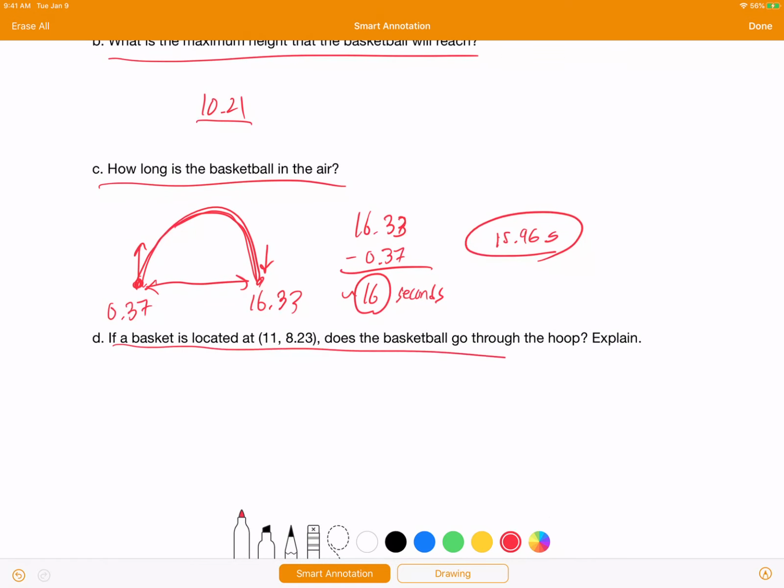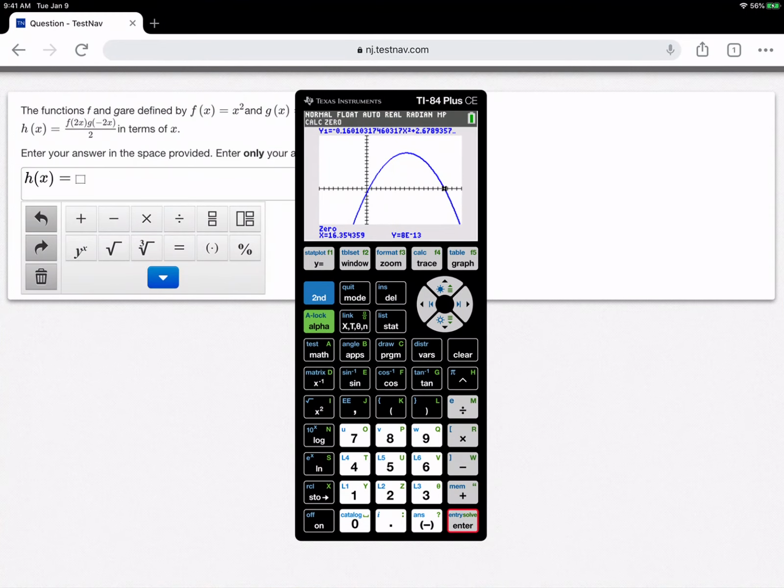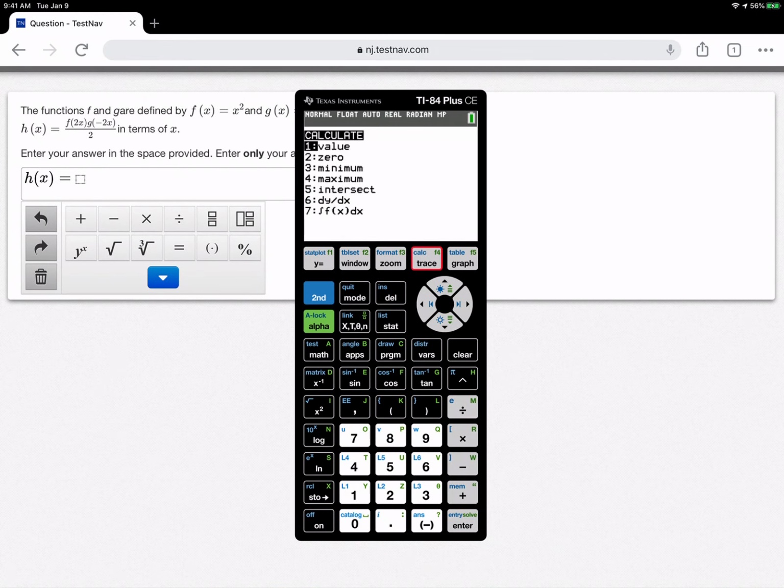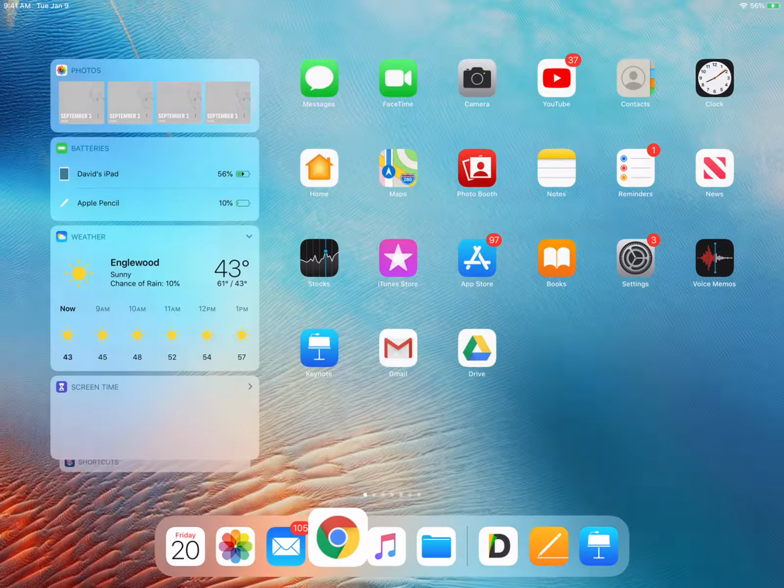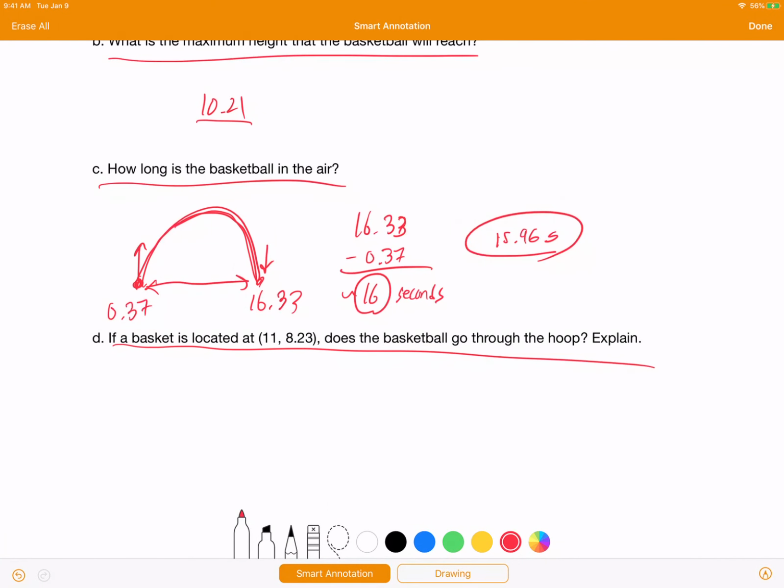And if the basketball is located at 11, 8.23, does the basketball go through the hoop? Once again, if you use your calculator, what do we have to do? Second trace, and then you want to press value. And then the value at this location, which says at 11, 8.23. So you just want to type in 11 as x, and look at that. Not, y value is actually 9.10. So we do not want to say yes because we were looking for 8.23. So we want to say no. At x equals 11, y is equal to 9.1, not 8.23. Somewhere along those lines would suffice.